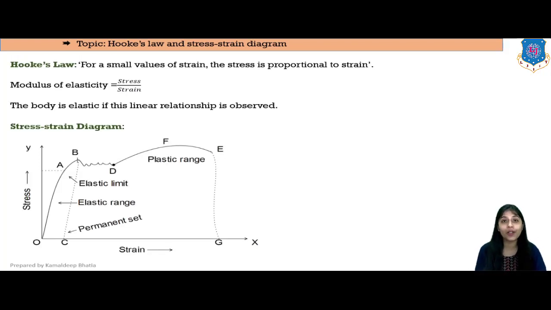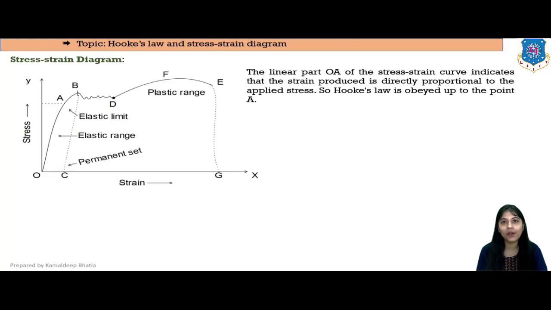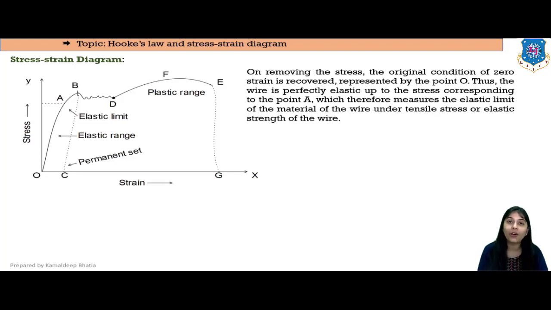Now let us refer to some key points of this stress strain diagram. The linear part OA of the stress strain curve indicates that strain produced is directly proportional to the stress, and so Hooke's law is obeyed up to the point A. Also, on removing the stress, the original condition of zero strain is recovered, which is represented by point O. Thus the wire is said to be perfectly elastic up to the stress corresponding to point A, which therefore measures the elastic limit of the material or the wire under tensile stress, or elastic strength of the wire.